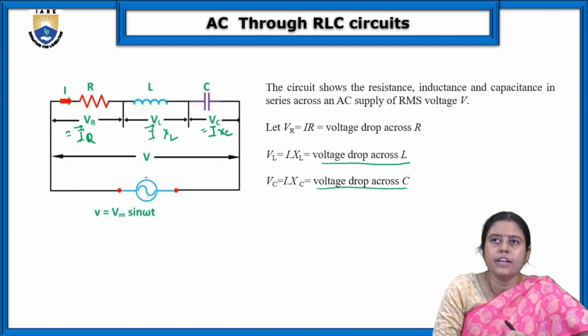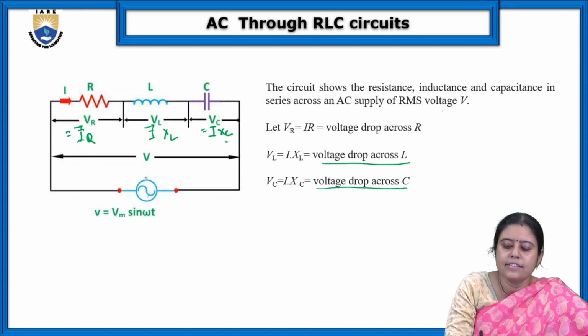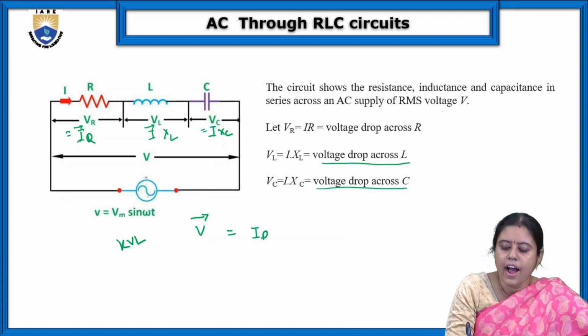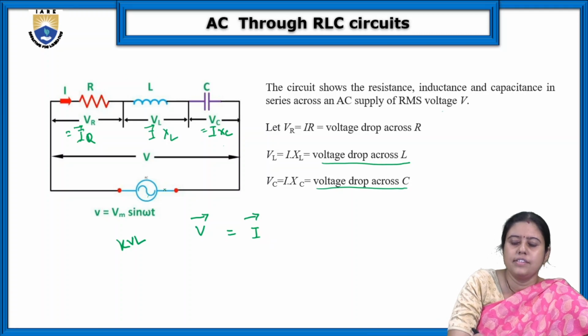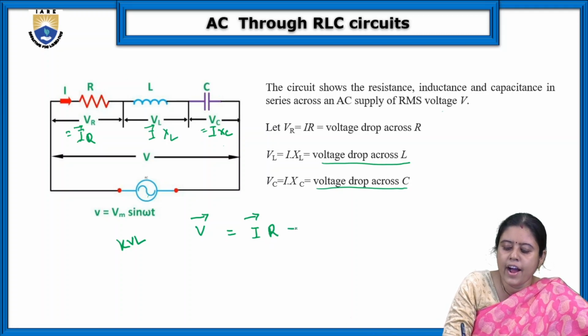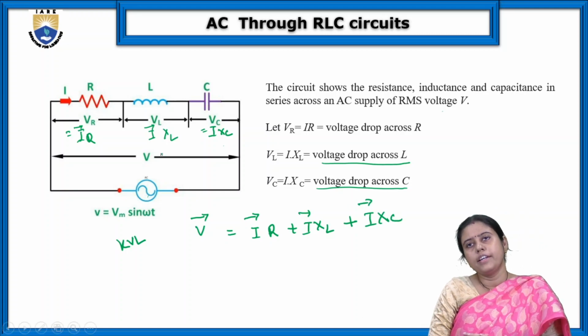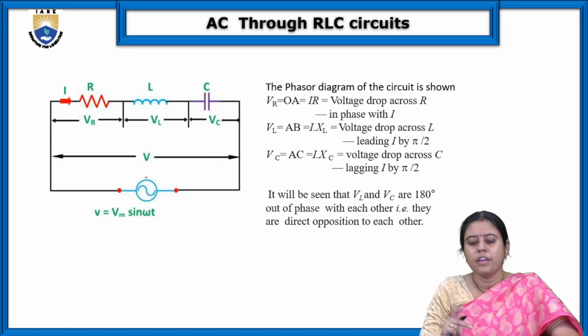So what will happen next? So IR plus IXL plus IXC. So what is V? Again using the KVL, we get IR plus IXL plus IXC is equal to our total voltage, because current is the same, this is a series circuit. So this is the basic. Now we have to draw.